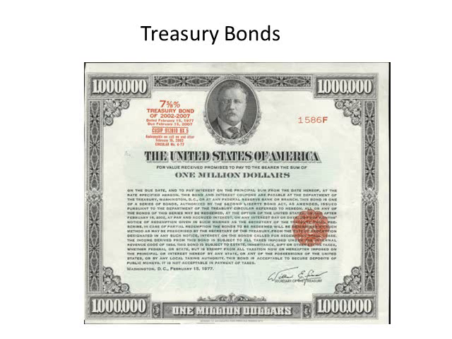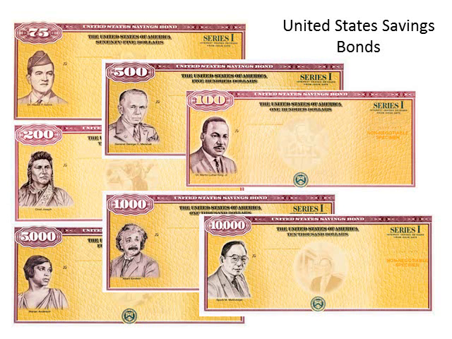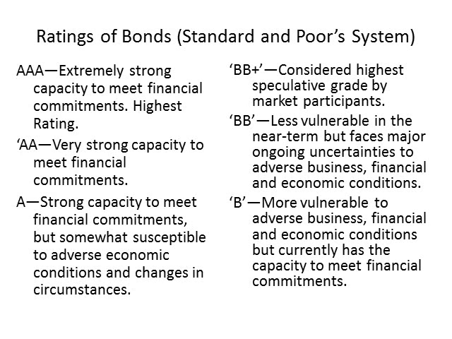Here's an example of a typical Treasury bond bought by investors and the Federal Reserve. The U.S. Treasury also issues bonds in smaller amounts for average people to buy. These are called United States savings bonds. Bonds are rated principally by two companies, Moody's Investment Services and Standard & Poor's.